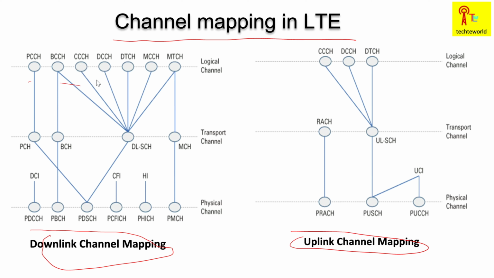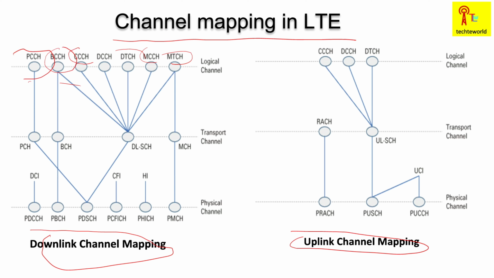Okay, so if you see in terms of mapping, in the logical channels we have PCCH, BCCH, CCCH, DCCH, DTCH, MCCH, and MTCH. Each has a different role. PCCH, which is the paging control channel, plays the role of carrying the paging information in the logical channel, right? BCCH is the broadcast control channel, which is involved in carrying the MIB, the master information, right? It is broadcasting the master information.